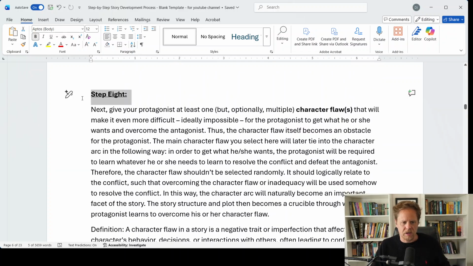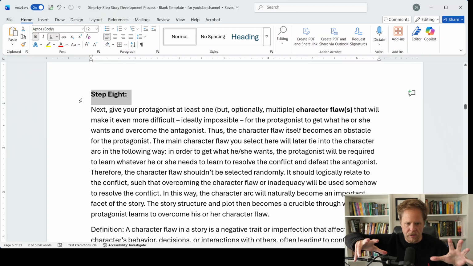Now we're ready to move on to step 8, okay? So step 8 is the heart and the focus of this video, where we're talking about the protagonist's character flaw. Okay, so before we get into choosing a character flaw for our protagonist, I want to do a couple things.